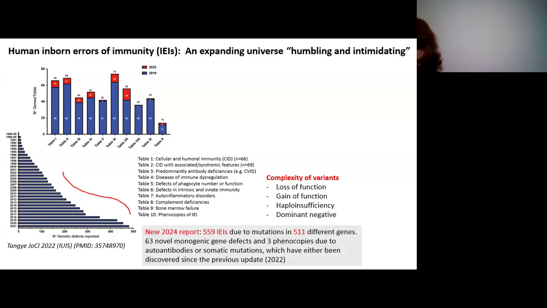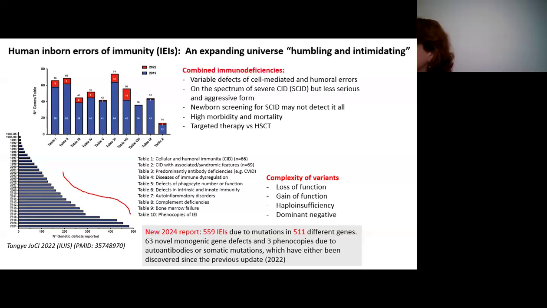So in fact, the new report just came out, the 2024 report. You can search it on the web. And they found 559 inborn errors of immunity. We are nearing the 600 mark of 511 genes. So you can see that the gene number is less. The disease is more because of the different inheritance patterns and the complexity of these variants.